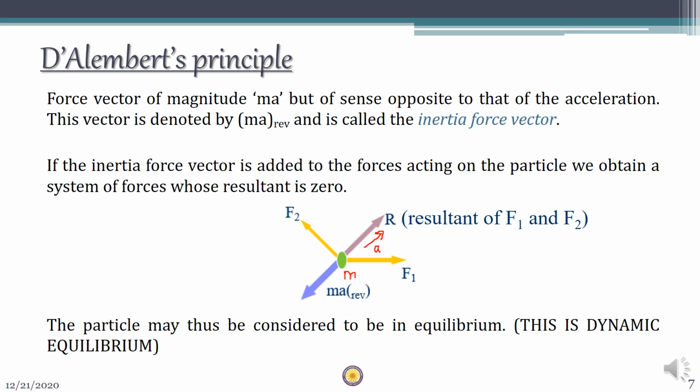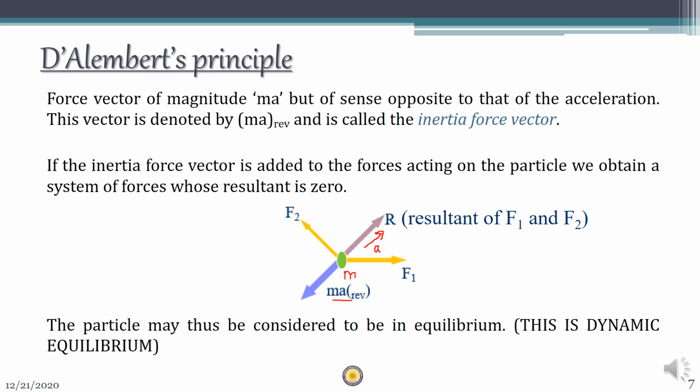Okay, so this particular body is in a kinetic state or a dynamic state. It is in motion. So if you want to analyze this particular body, you have to include an equal and opposite force vector of magnitude mass into acceleration, but in the opposite direction to the resultant force.